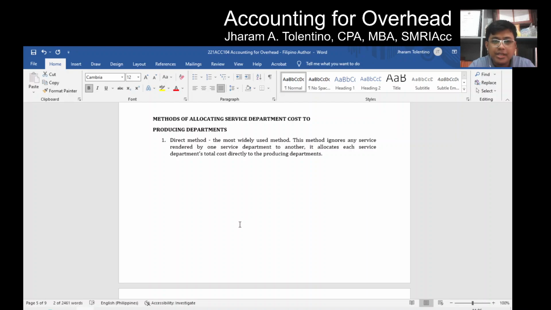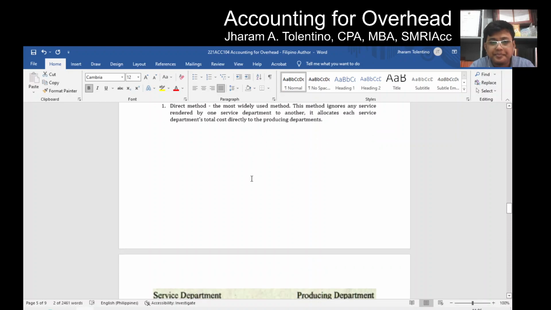Okay. So, methods of allocating service department cost to producing department. We have direct method, most widely used method. This method ignores any service rendered by one service department to another, and it allocates each service department's total cost directly to the producing department.